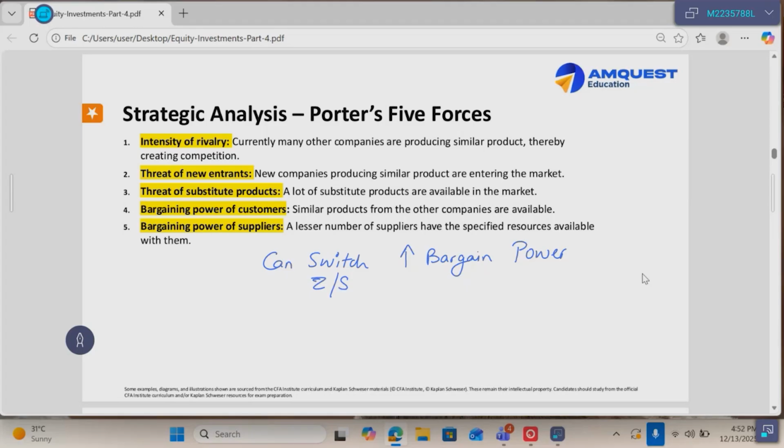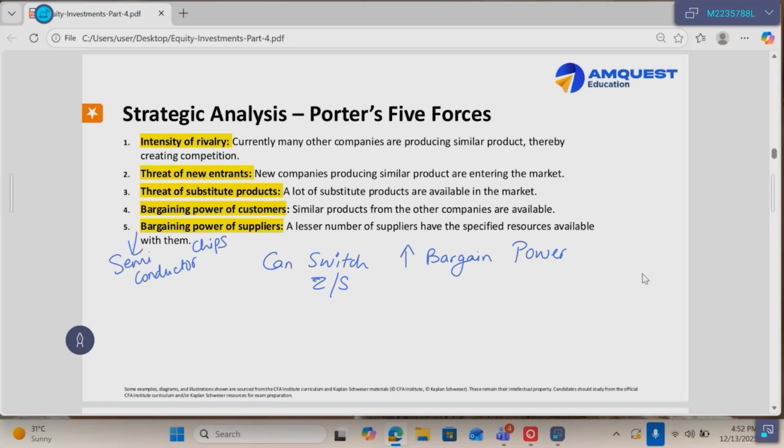Then we have bargaining power of suppliers. If there are a less number of suppliers of the specified resource, then they have high bargaining power. The best example is semiconductor chips. Now, if there is a shortage of semiconductor chips, the prices of literally all the equipment manufacturers, all the equipment goes up. So here you can write the example semiconductor chips.